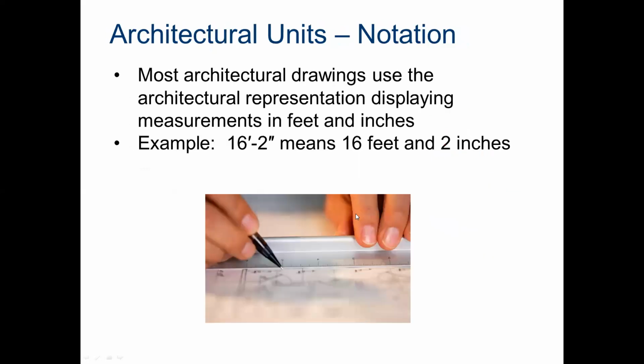All right. We're going to be talking about architectural units today. So architectural units, when they draw on a drawing, they don't put it out there and spell everything out like this right here, 16 feet 2 inches. They write it with these single quotes and double quotes. So that's what this is. This is architectural notation, and this is it written out.